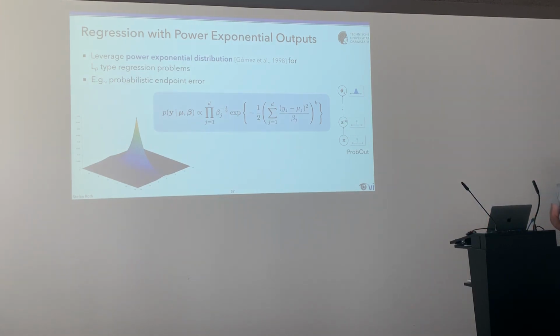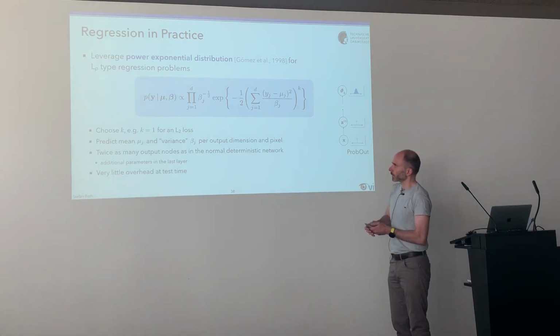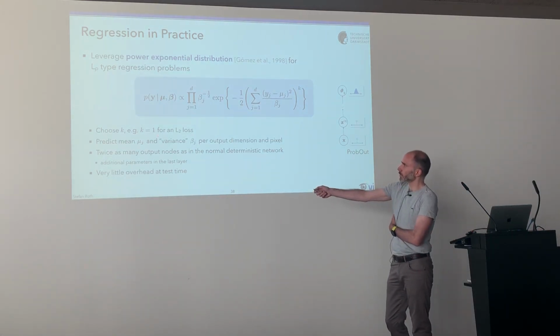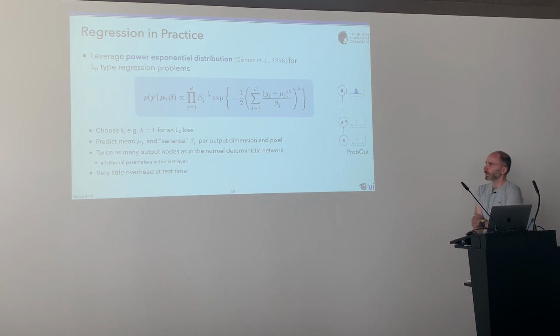And then, of course, you ask, well, how do you train it? It turns out, like we said earlier, we can use likelihood. So I got ahead of myself. For the L2 loss, we need to choose, for example, k equal to 1. We predict the mean and the variance per output dimension and pixel, as I just mentioned, and that means we have twice as many output nodes in the last layer as in the deterministic case, and we have additional parameters, but only in the last layer.